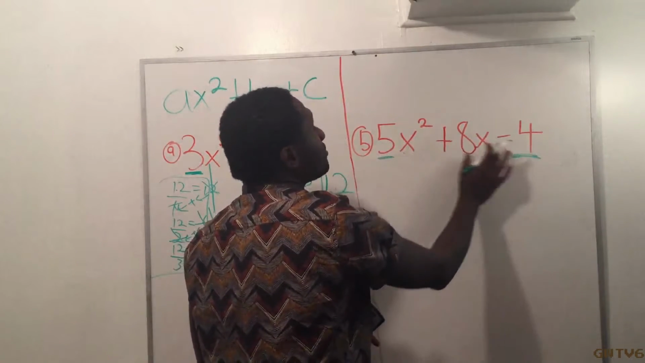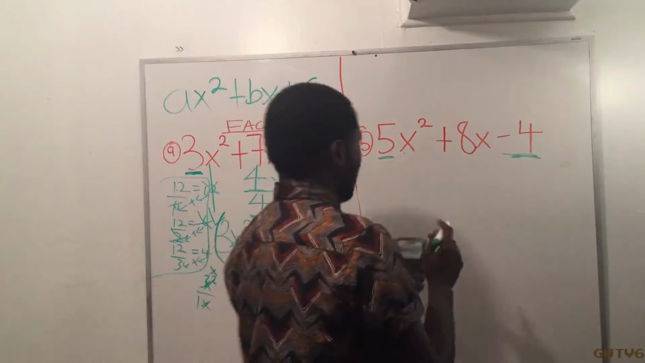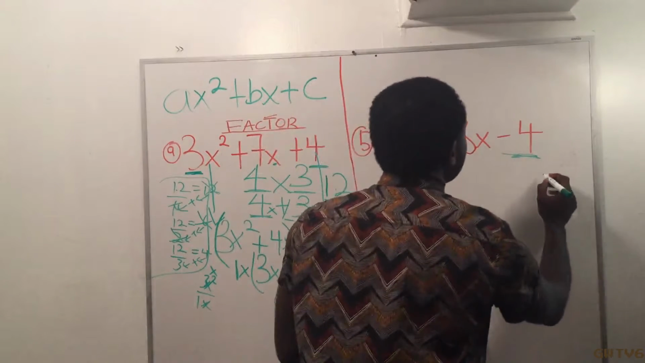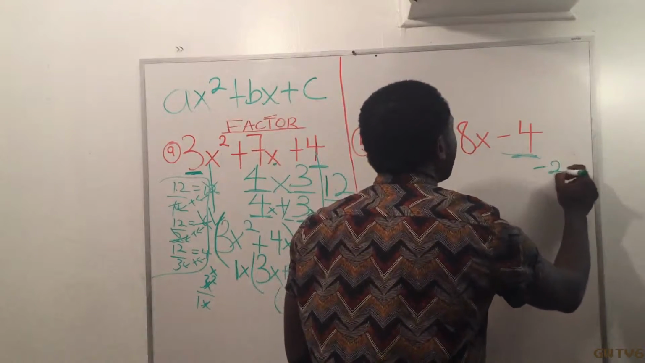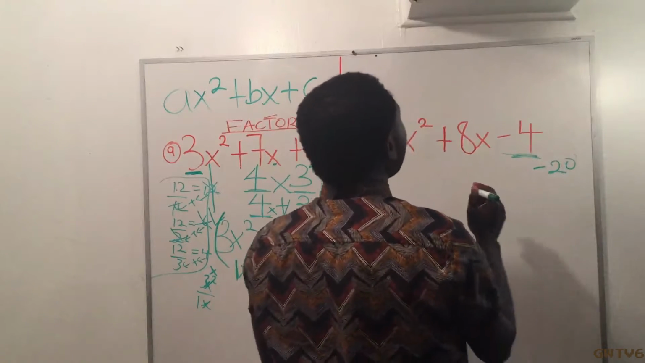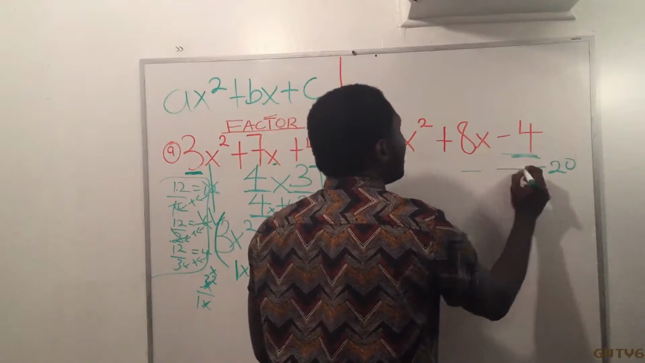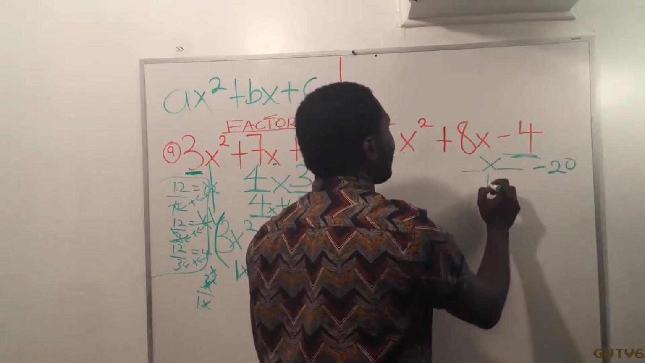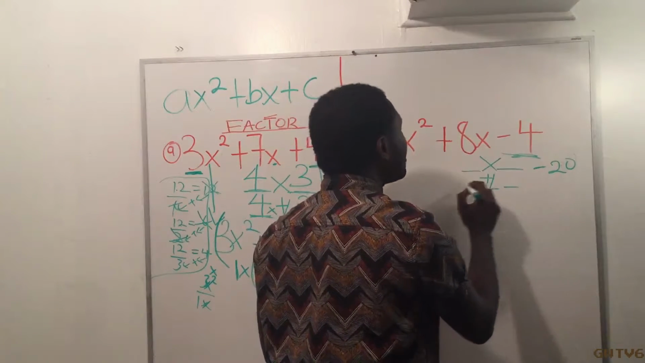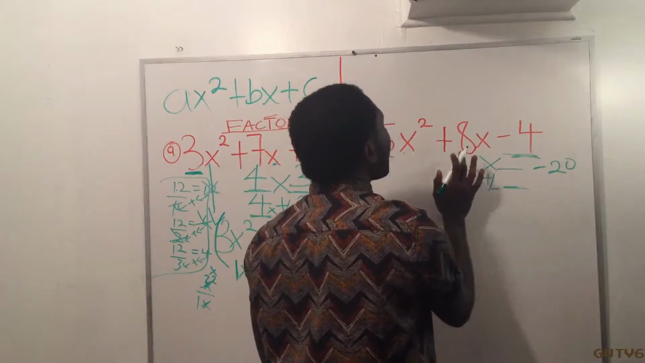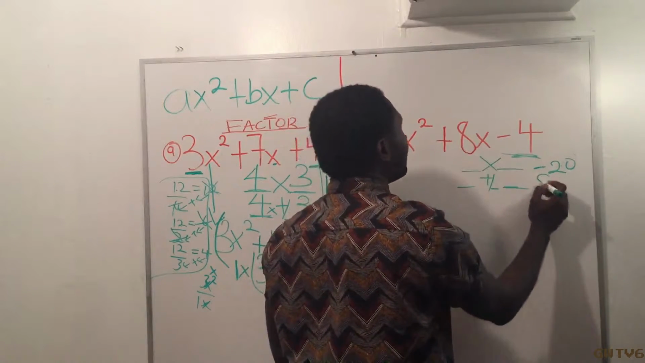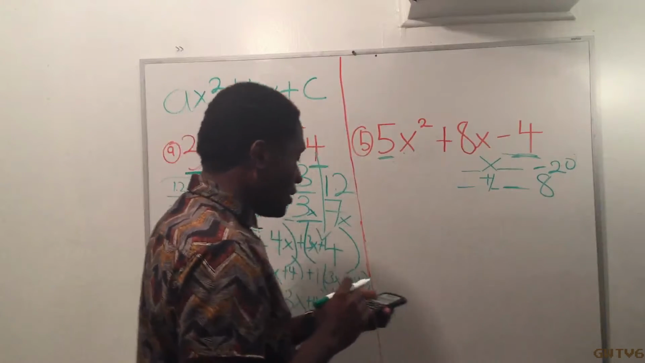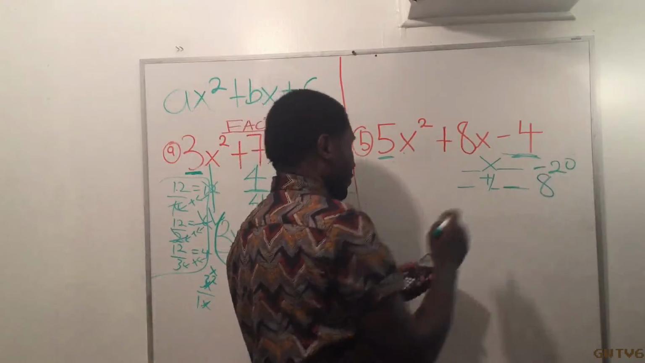So 5 times negative 4 is what? 5 times negative 4 is negative 20. So I put down my negative 20. And now I know I'm looking for 2 numbers that if I multiply, I should get that negative 20. And if I add or subtract those same 2 numbers, I should get a middle number, which is 8. So now I'm searching. So I do the multiplication first.